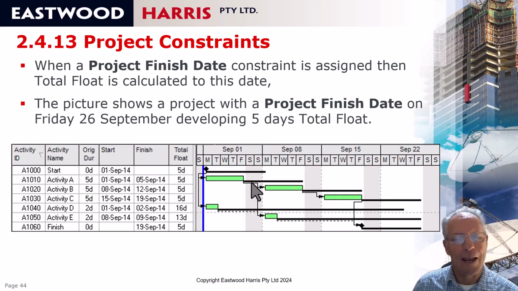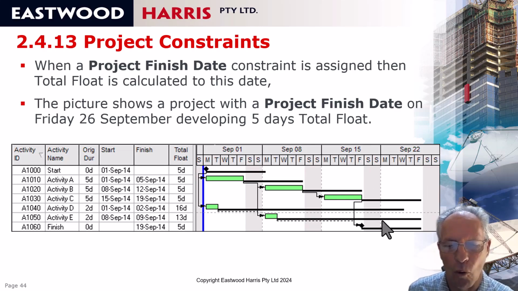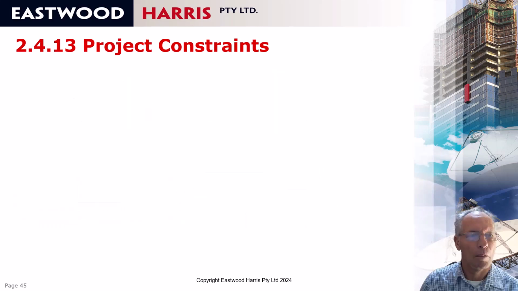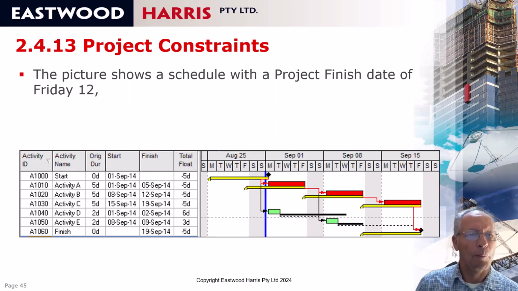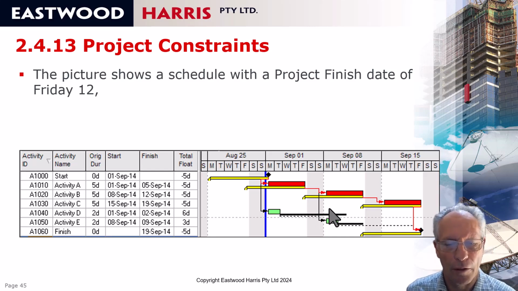So what happens here is you've lost the critical path and you're telling your contractors that you've got 5 days spare. And that's why I don't like using project finish constraint. So when the finish constraint is after the calculated finish date, you lose the critical path and all activities have float. On the other hand, the picture below shows a project finish date of the 12th of September, whereas the calculated finish date is the 19th.